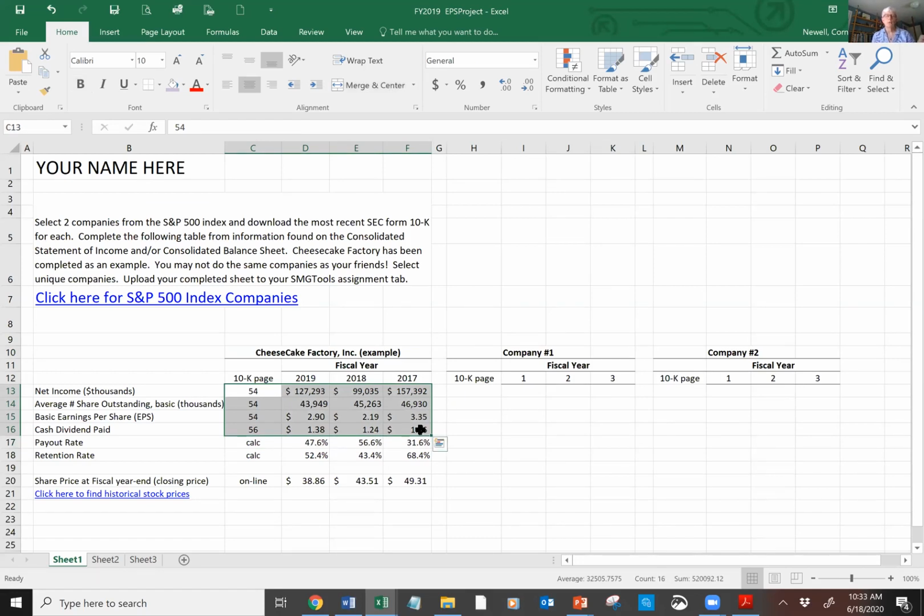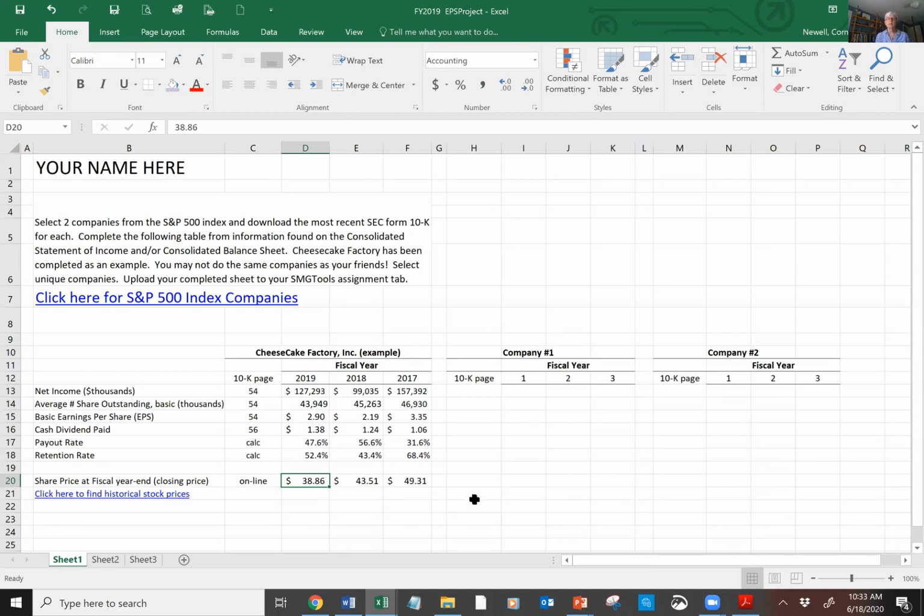If you want to, you can use the Cheesecake Factory 10K to see what it looked like in that one. You're going to find the earnings per share and the dividend. That's information the company gives you in the 10K. Then you calculate the payout rate and the retention rate, and you go to this link right here, and it will let you find the stock price at the end of the last 3 years.